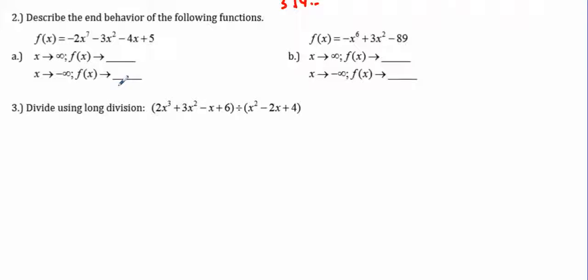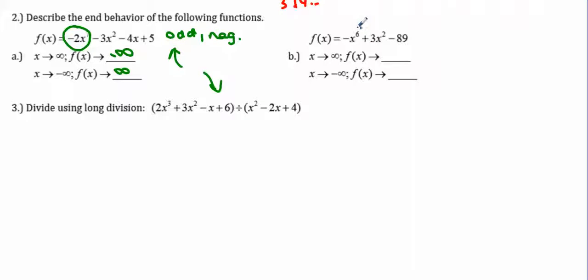Number 2, describe the end behavior of the following functions. Remember, whenever we do end behavior, we want to look at the highest degree and then the leading coefficient. The highest degree is 7, so that's odd, and the leading coefficient is negative 2, so odd and negative. I know it's going to have an end behavior that looks like this. As x approaches positive infinity, f of x goes to negative infinity. And as x approaches negative infinity, y goes to positive infinity.